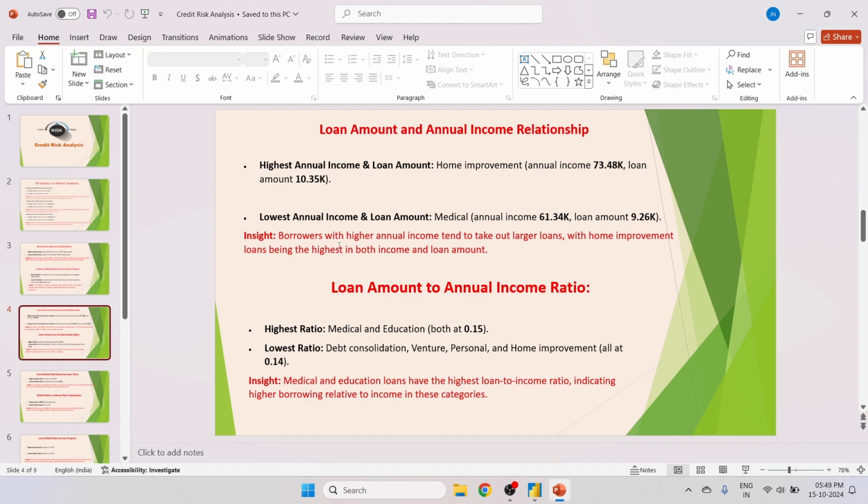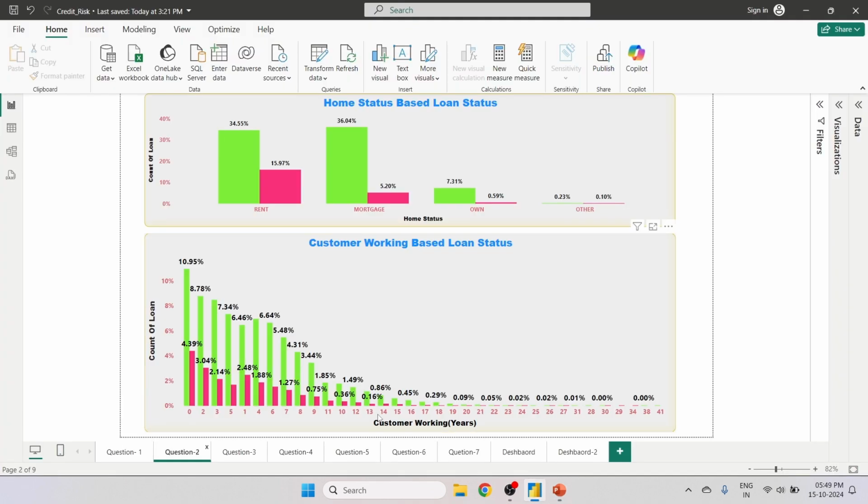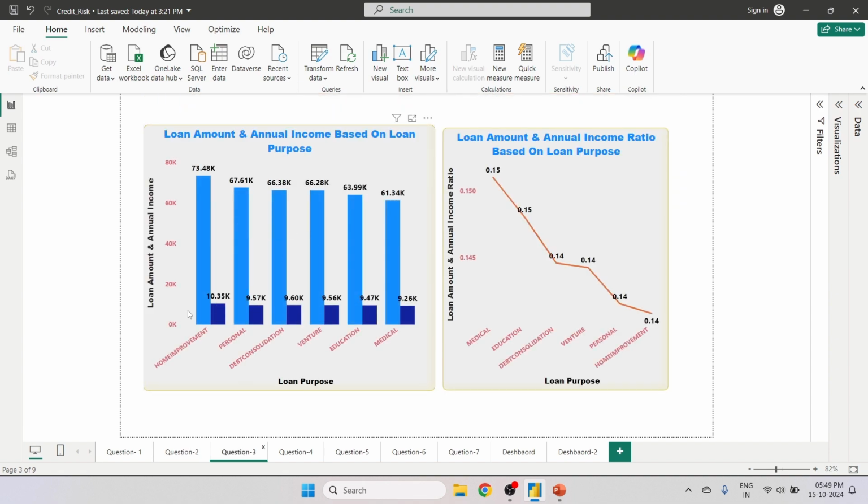Insight is that borrowers with higher annual income tend to take out larger loans, with home improvement loans being the highest in both income and loan amount. Home improvement has the longest bar in this visual and the maximum loan amount is here, and the lowest is for the medical section at 61.34k, with the lowest bar for loan amount at 9.26.